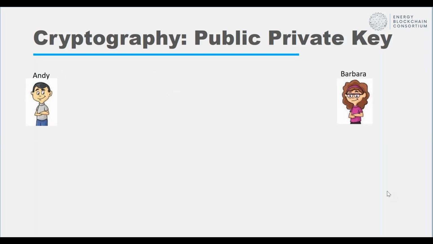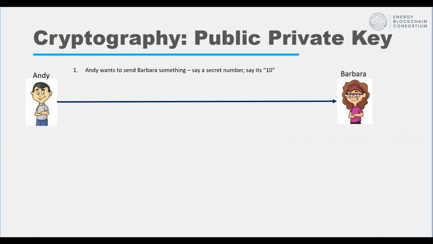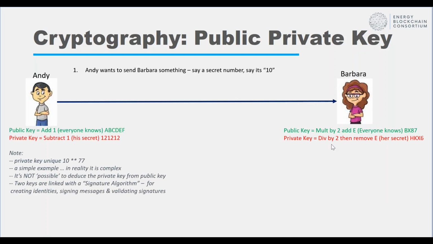All right. Let's first talk about cryptography. I know many people might know it, but I want to give you a very, very simplified version of cryptography. It's through a public and a private key. So in this particular case, Andy basically wants to send Barbara something. Let's say a secret number, which is 10. Just to give an example. Andy has his public key and a private key, and Barbara has her public key and a private key.